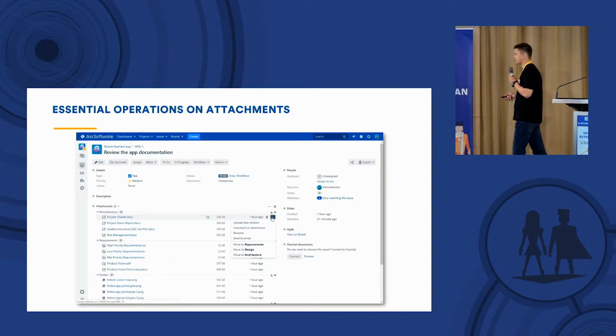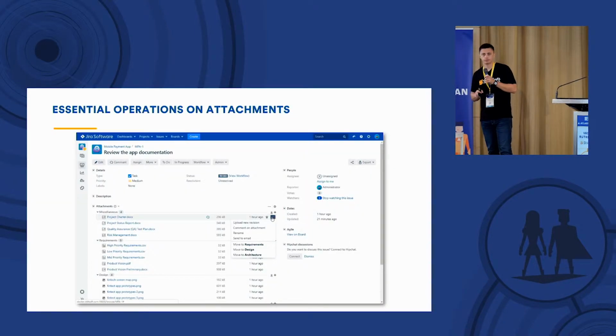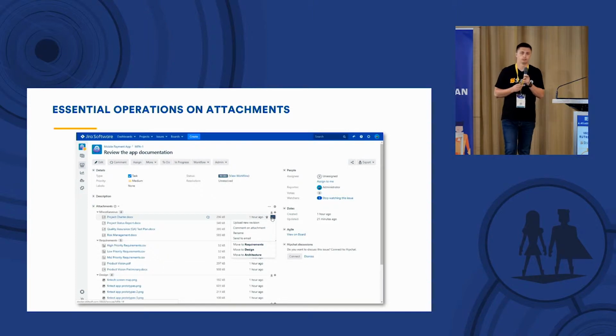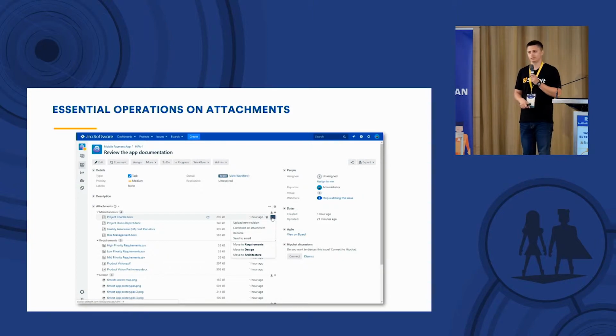Operations on attachments. The app also provides some missing features that are not available in Jira, and you can use them. For example, renaming of files. It can be a pain to rename files because you need to download it, rename, and upload it back to Jira. With our app, you can do it right on the fly.